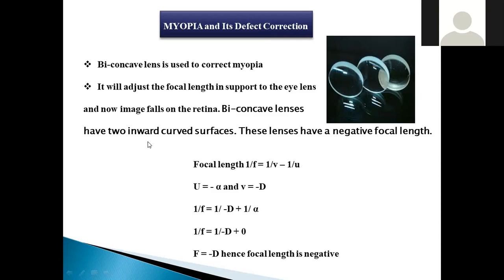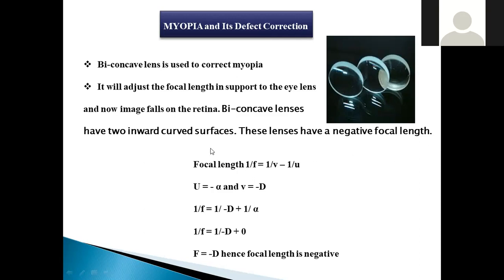Biconcave in the sense, two inverted curves will be there. Both the sides curvature will appear, so in both the surfaces curvature is there. That is said to be a biconcave lens. These lenses have negative focal length. Always their focal length value will be negative.